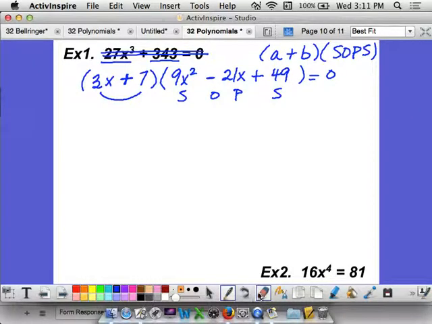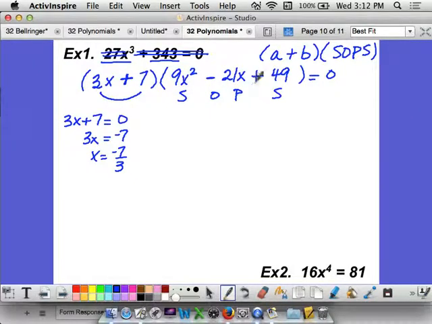Now if I go back and I look, this is a cubed right here, and it tells me I'm going to have 3 answers. The first answer that I have is going to come from this right here. 3x plus 7 is equal to 0, and you're going to solve that. 3x equals negative 7, so x is negative 7/3. There's one of my answers right there, negative 7/3.